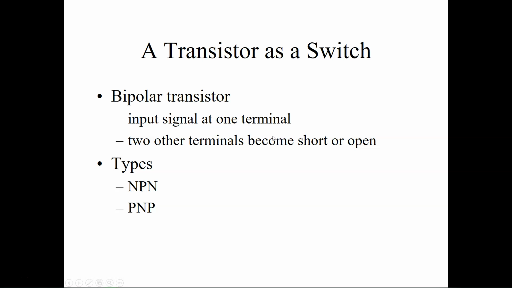So we can also use transistors as switches depending on the application you're putting it in. You have what are called bipolar transistors. They have input signals at one terminal, and the other two become either short or open accordingly. There's two different types of transistors we typically use. Those are the NPN and the PNP. We'll go a little bit more in depth on those when we get to those.